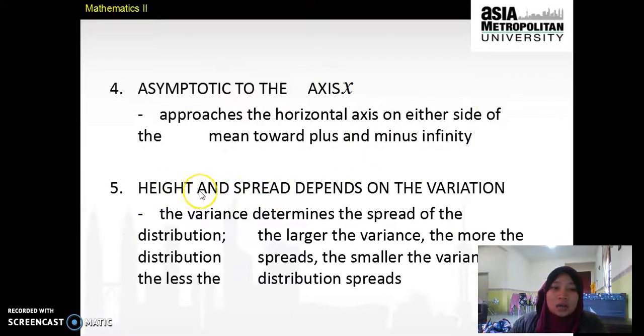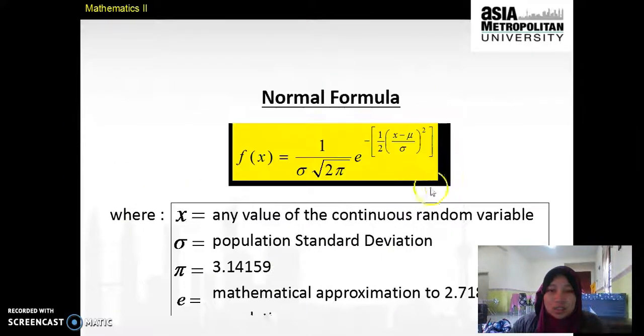Okay, you will be able to know that the height and the spread depend on the variation of the distribution. Okay, this is the formula. Don't worry about this formula. When you use the normal distribution table, you don't have to use this formula because it's already calculated for you. So you just have to know this formula.